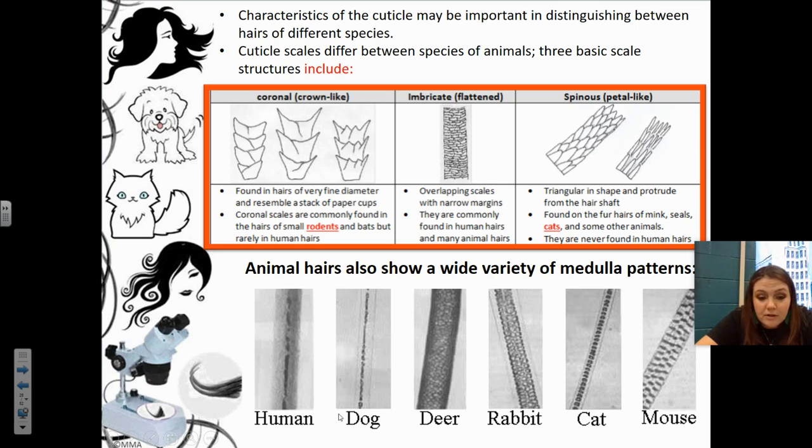So this is a human. This is a dog. See how the dog is, this is the one that's kind of close. It kind of looks like ours. That's a kind of similar medulla pattern. So you need to do that medullary index where their medulla should be bigger than ours. Deer, you can't even see through the medulla because the pattern is so thick. Then rabbits, look at that medulla. That looks totally different than our medulla. Very, very different. Cat, very, very different. Mouse, very, very different. So they look different.